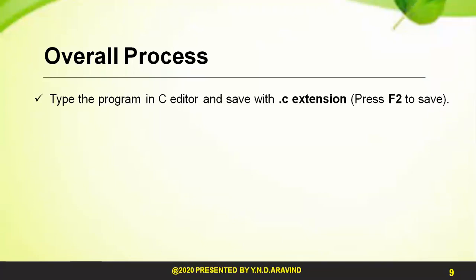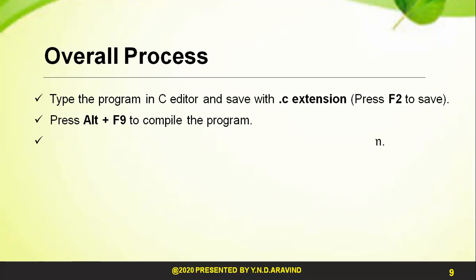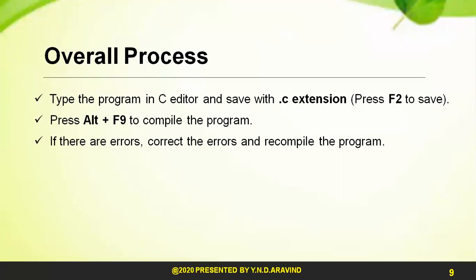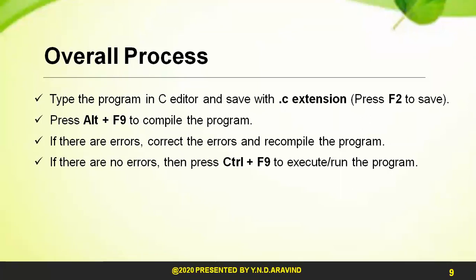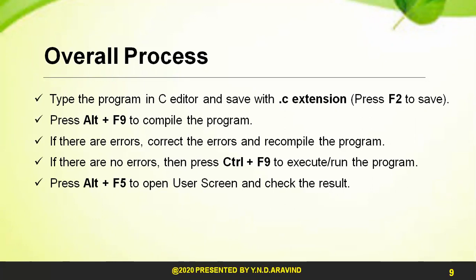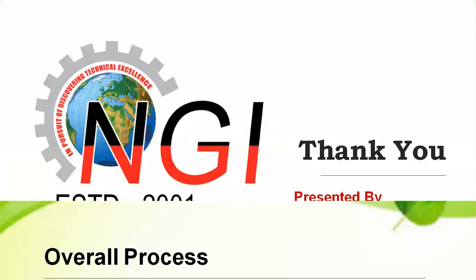Now let us see the overall process. First of all, we need to type the program in the C editor and save it with the .c extension. Then we press F2 to save in between. Then we press Alt F9 to compile the program. If there are any errors, we need to correct the errors and recompile the program. If there are no errors, then we press Ctrl F9 to execute or run the program. Then we press Alt F5 to open the user screen and check the results.